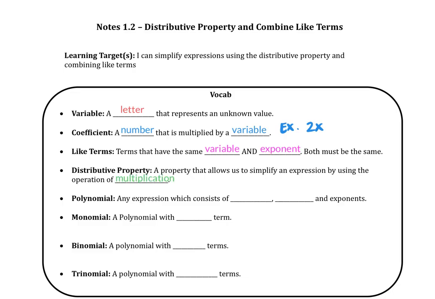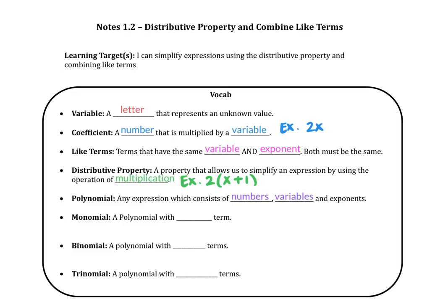The distributive property is just a property that allows us to simplify an expression by using the operation of multiplication. So for example, if I take a number, let's say 2, that's out in front of a parentheses, I can multiply it by everything inside of the parentheses.